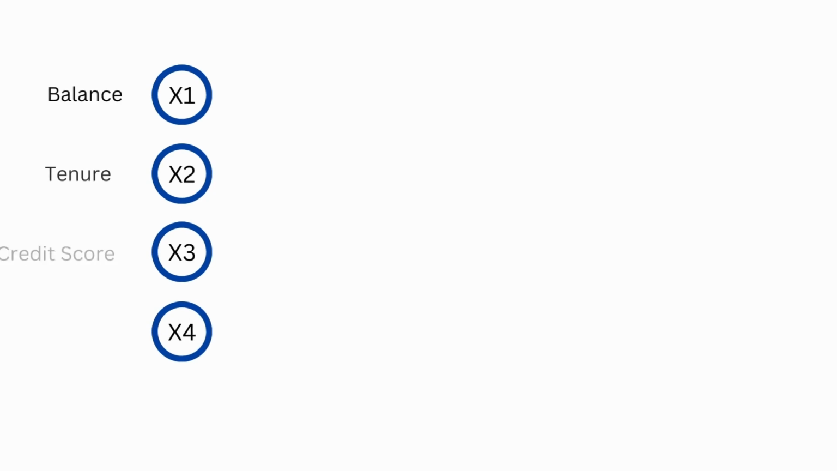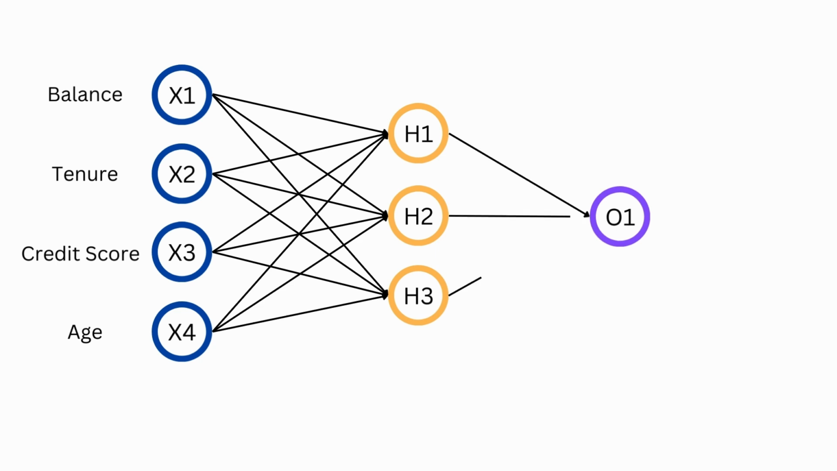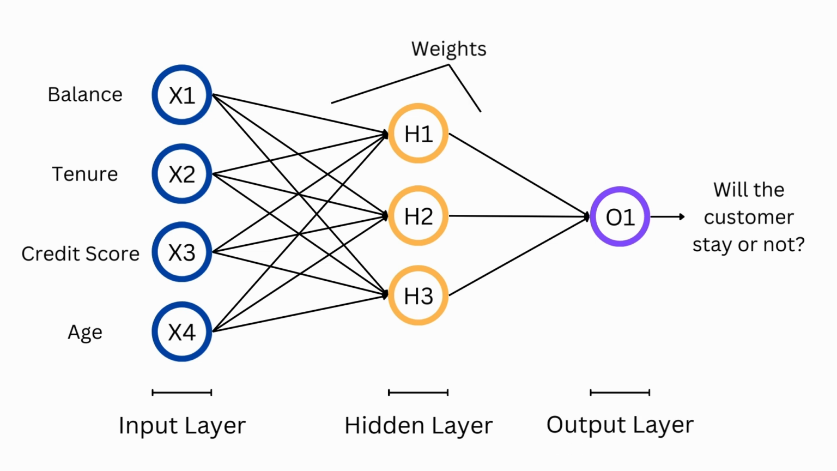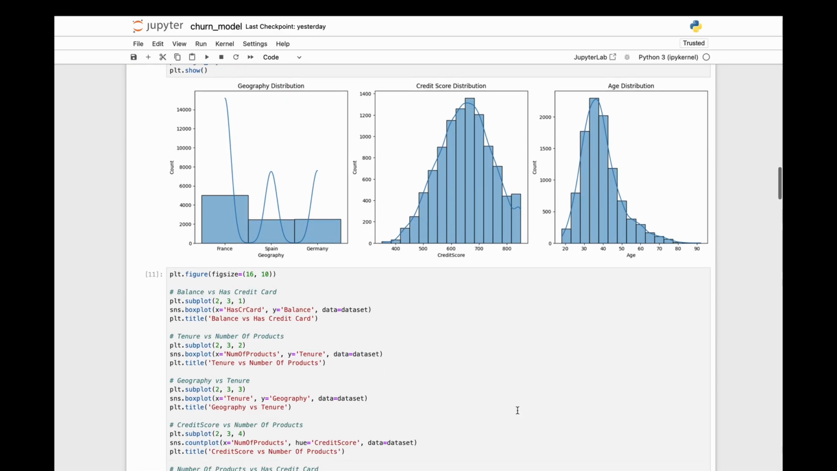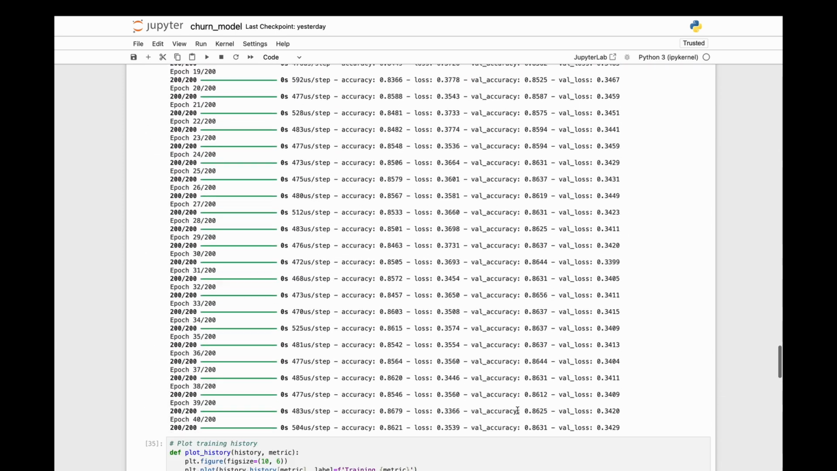Hello everyone. Today we will build an artificial neural network to predict customer churn using Python and TensorFlow. We'll walk through the entire process step by step, explaining every single line of code. By the end of this session, you'll have a solid understanding of how to build, train, and evaluate a neural network using Python and some popular libraries.